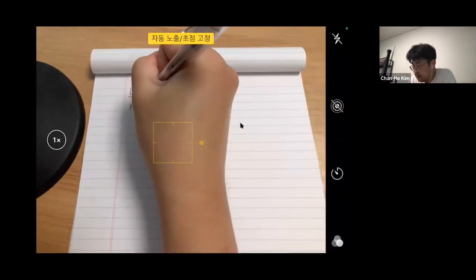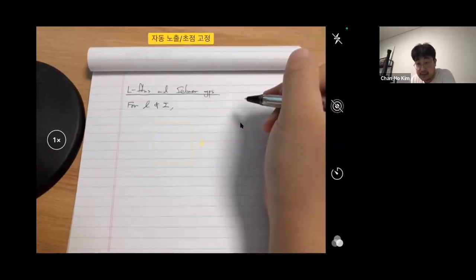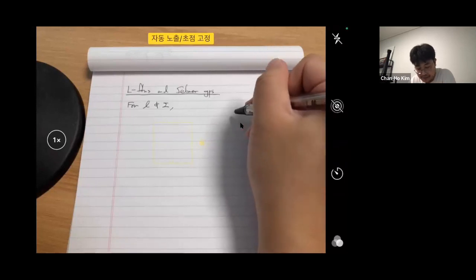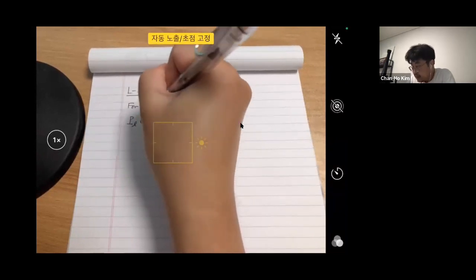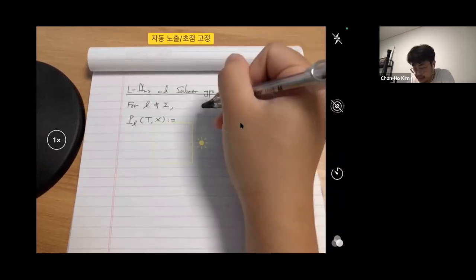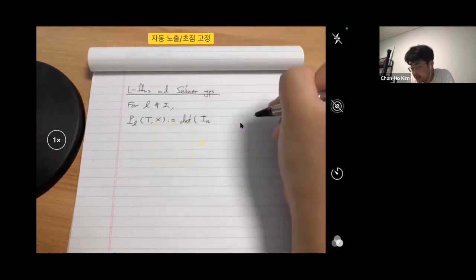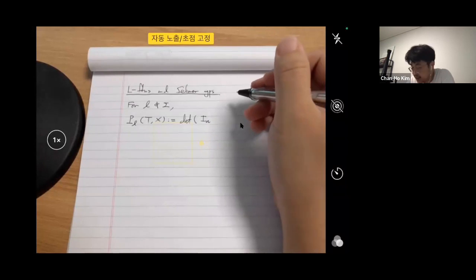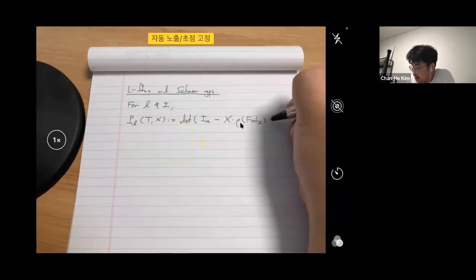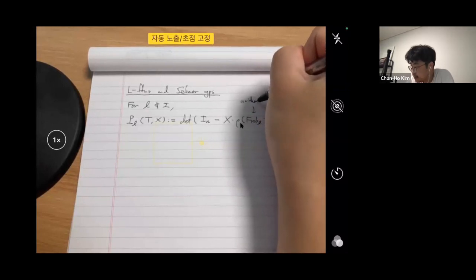So for a so-called good prime, which means not in sigma, a version of the Euler factor is defined as follows. T_x, where T is the Galois representation and X is the variable, is the determinant of I_n, because it's an n-dimensional, rank n representation, minus X times rho of Frobenius at L acting on T. And here I choose arithmetic Frobenius for convenience.